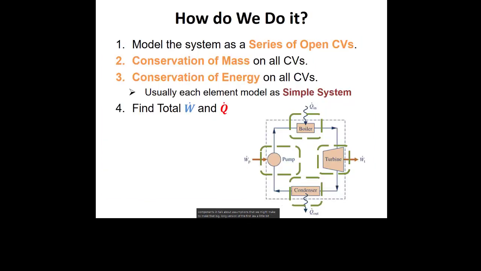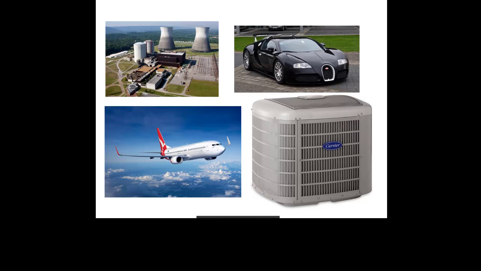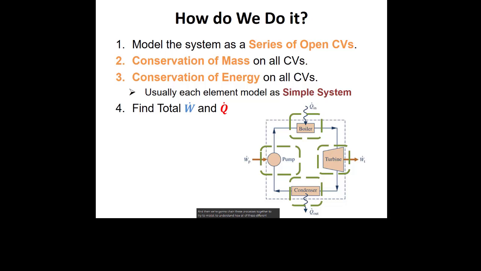right? So, we talked about the reason that we're doing this is eventually we're going to look at lots of different systems like nuclear power plants, coal power plants, gas power plants, jet engines, automobile engines, and air conditioners, right? So we're going to be able to use the methods that we're still filling up our toolbox, right? So now we hopefully have a good idea of how to deal with closed system energy balance, and then open system energy balance, and then we're going to chain these processes together to try to model, to understand how all of these different processes, how all these different thermodynamic cycles or heat engines work, right?